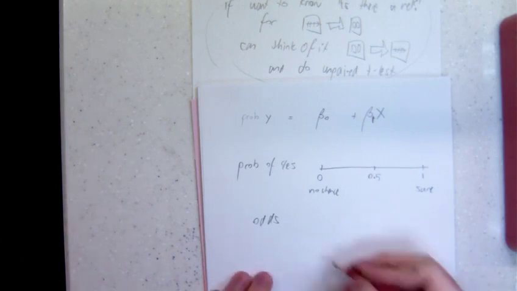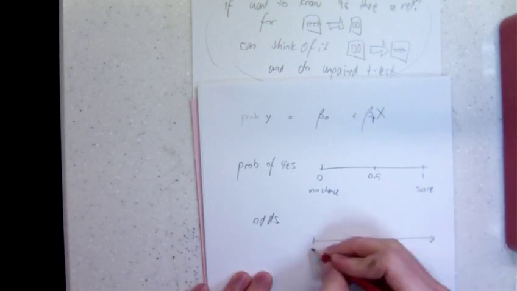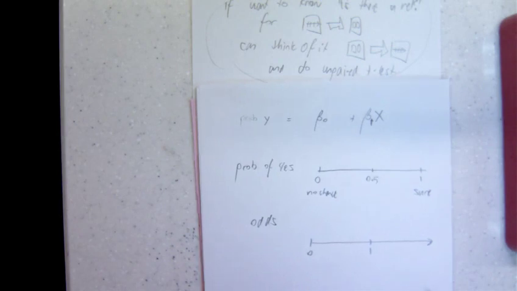it always comes out to a number like this. It'll be 0 if there's no chance of yes, the odds will be 0. If it's 50-50, then it's 50 for yes, 50 for no. When you divide them, you get a 1. Okay, equal chances. And if yes is completely certain, you'll get an infinite odds. Okay? So sure is out there somewhere.